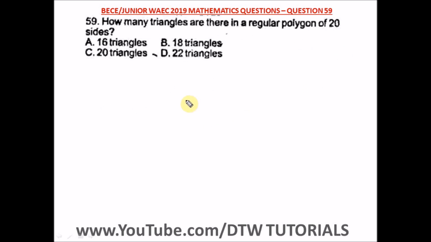Question 59 of the BECE Junior WAEC 2019 Mathematics Past Question. It says, how many triangles are there in a regular polygon of 20 sides? How many triangles? Remember, what is the sum of interior angles of a polygon? Okay, the sum of interior angles of a polygon is what?